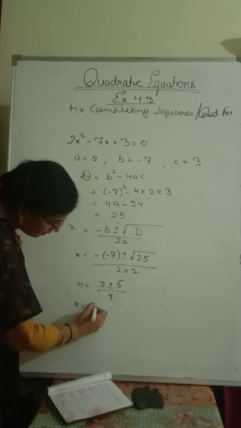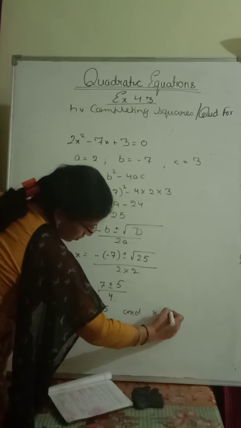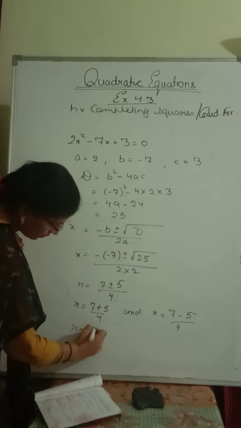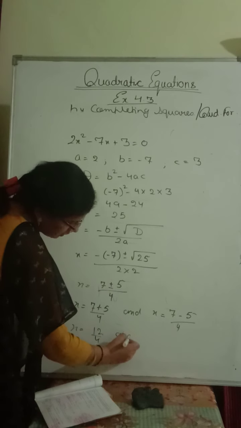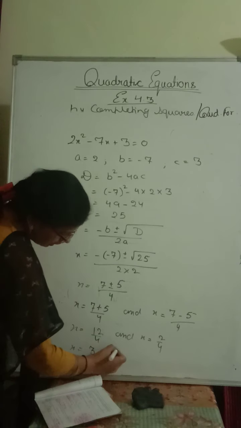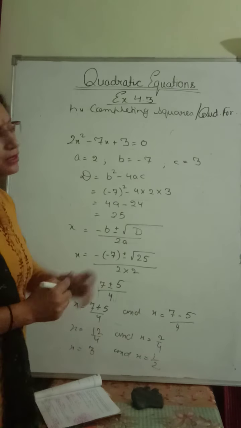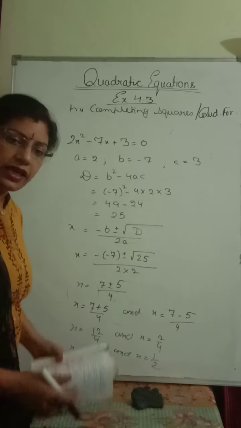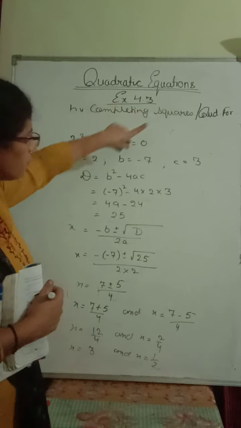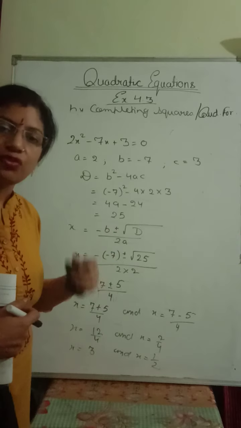x will be 7, first I am taking plus 5 upon 4, and second time x equals 7, then I am taking minus 5 upon 4. So calculate it. x equals 12 upon 4 and x equals 2 upon 4. So x equals 3 and x equals 1 upon 2. Now you have seen when we did it by completing the square, the same value of x came: x equals 3, x equals 1 upon 2. And when we have done by quadratic formula, the same values. So that means the value will come the same if you do it by any method.